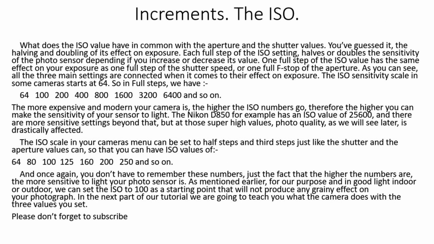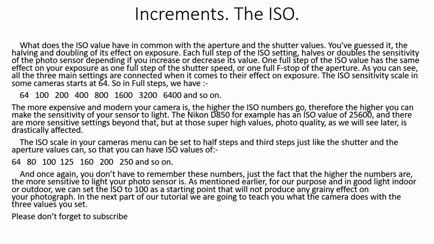Increments: the ISO. What does the ISO value have in common with the aperture and the shutter values? You've guessed it, the halving and doubling of its effect on exposure. Each full step of the ISO setting halves or doubles the sensitivity of the photosensor depending on whether you increase or decrease its value. One full step of the ISO value has the same effect on your exposure as one full step of the shutter speed or one full f-stop of the aperture.